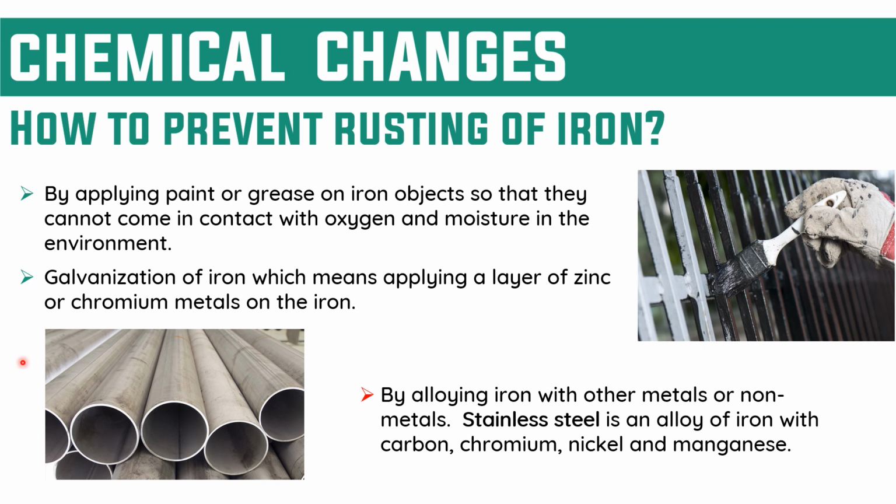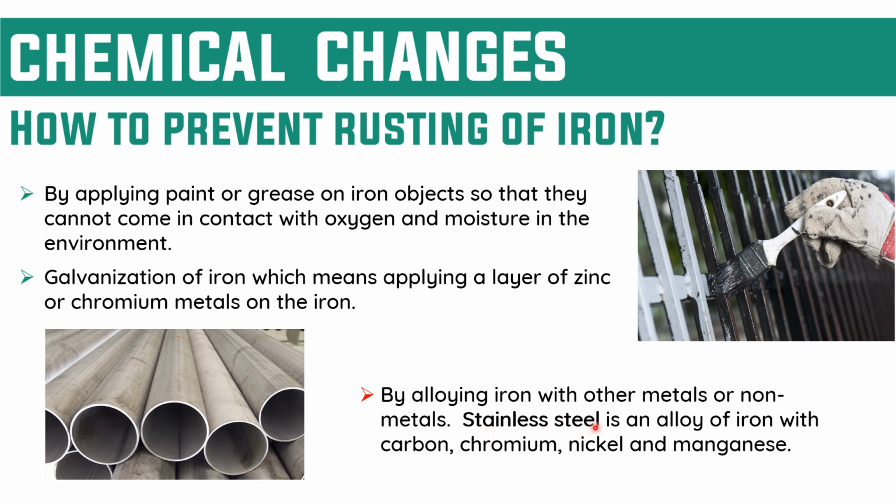Then the next point is alloying iron with other metals or non-metals. You are learning a new word, that is alloying. Alloying means iron is a metal, so that metal mixes with another metal or a non-metal. That process is called alloying, and those objects are called alloys.